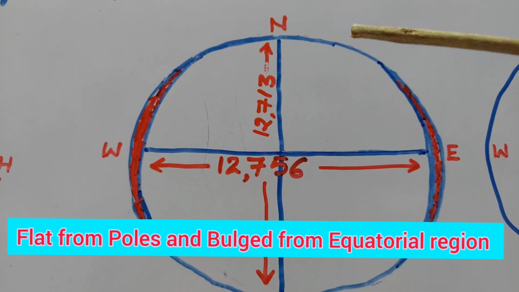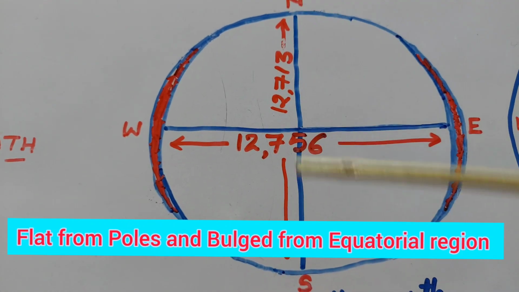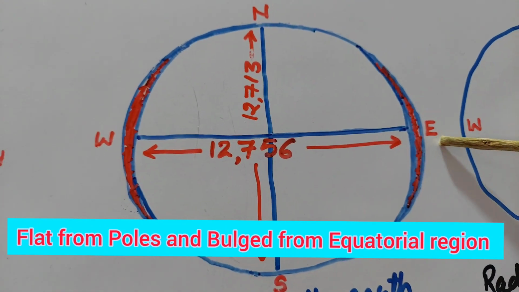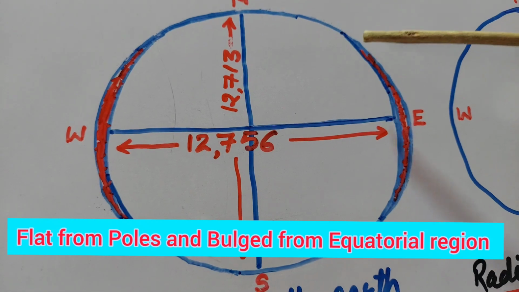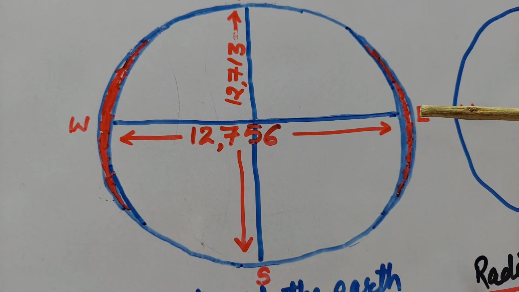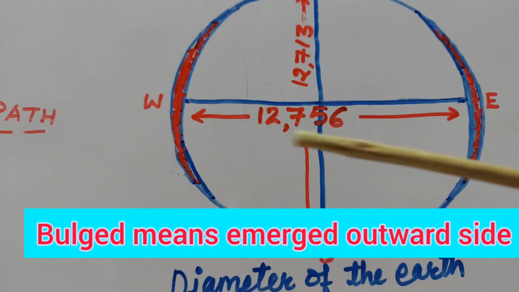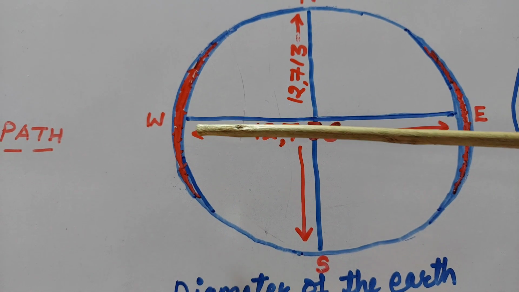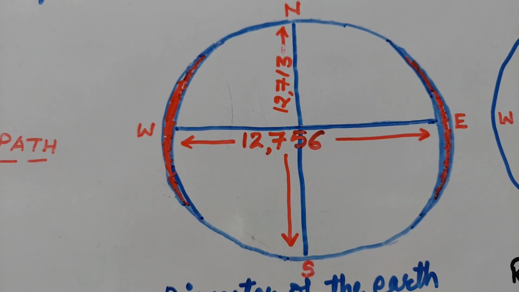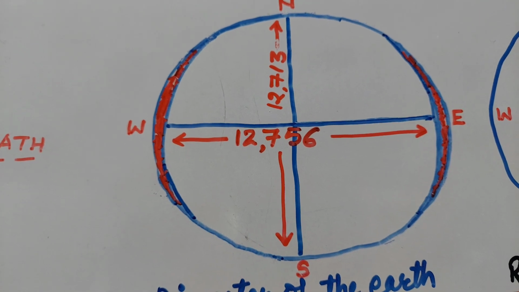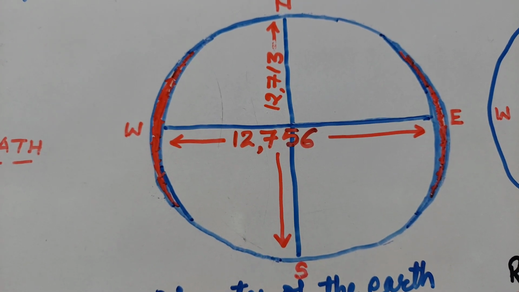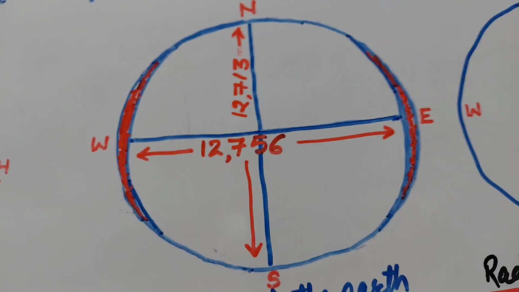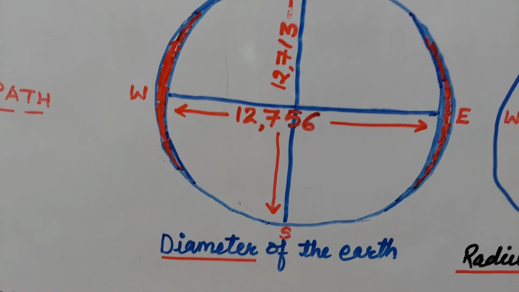So I have drawn a diagram of the earth. This is north pole and this is south pole, and this is western side, and this is east direction of the earth. So these areas are slightly bulged. Bulged means emerged outward side, that is from the equator, and its surrounding areas are the bulged. It is due to the continuous spinning or continuous rotation of the earth. It accumulated the material on the equatorial region. Equatorial means the equator and its surrounding area.